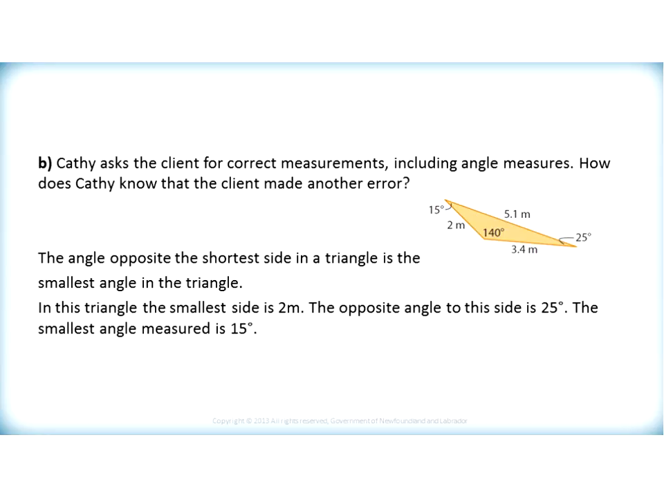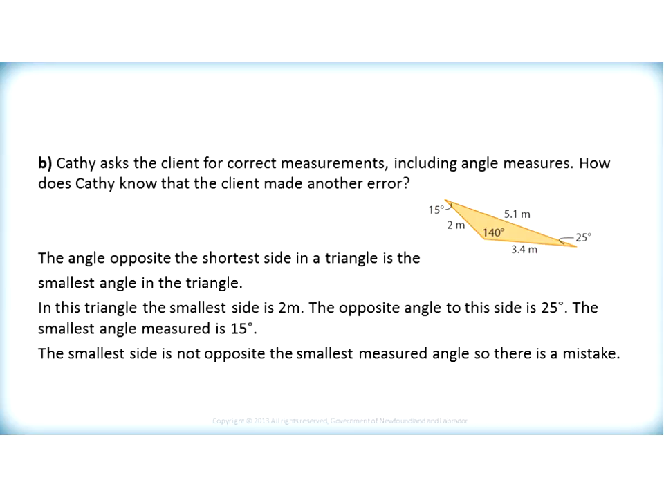But you'll also notice that the top left corner of this triangle has a 15-degree angle. So that's the smallest angle as measured. The smallest side is 2 meters. The smallest angle appears to be 15 degrees. But the 2 meter side is not opposite the 15-degree angle. So the smallest side is not opposite the smallest measured angle, as it's drawn here. So that means there must be a mistake as well.